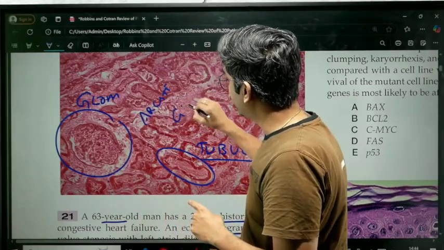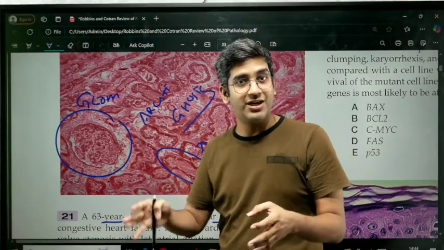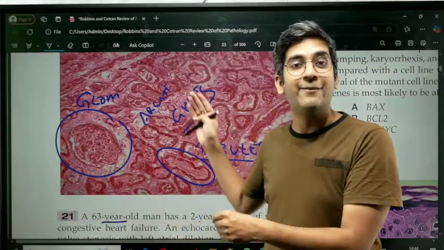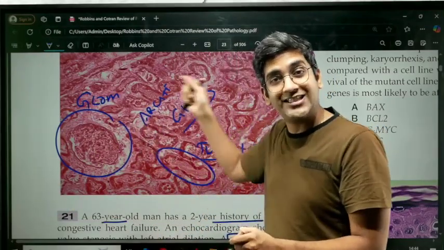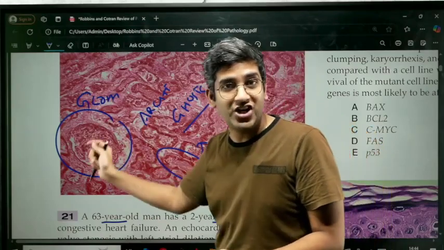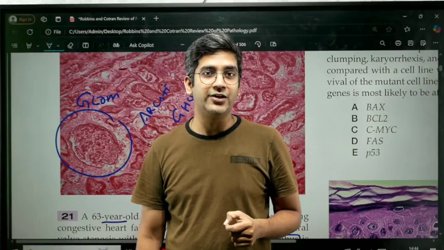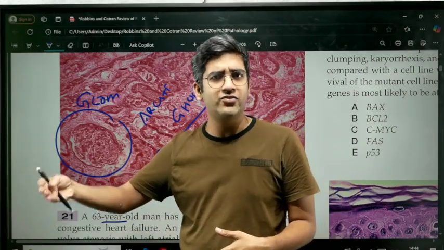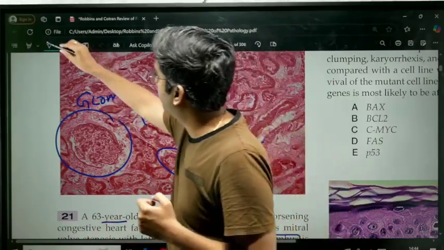Or ghost cells. A ghost is something which does not have life but has a shape. Scooby-Doo, you remember that, right? Casper, it has a shape but it does not have life in it. Like that, a necrotic tissue has the shape retained of a tubule, has the shape retained of a glomerulus, but does not have life. That's your classical coagulative necrosis, right? So now obviously my answer is right. It's coagulative necrosis in the case of a renal infarct due to a thrombus coming from the left atrium, right? Perfect.